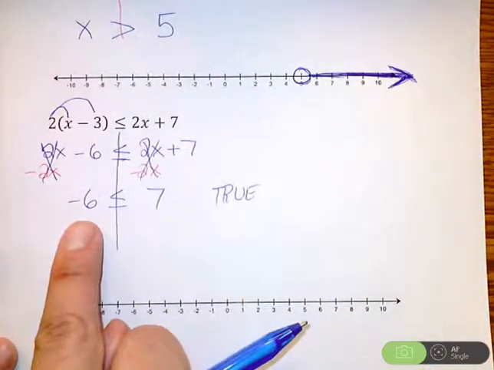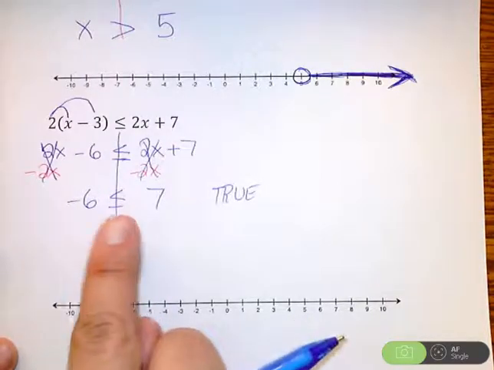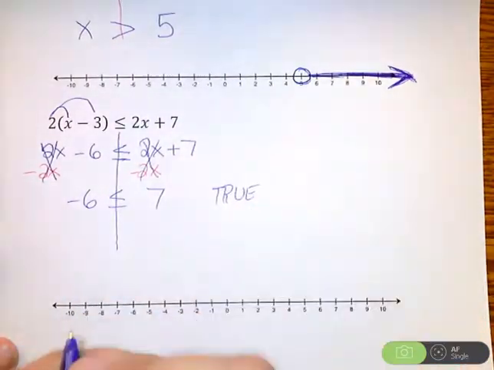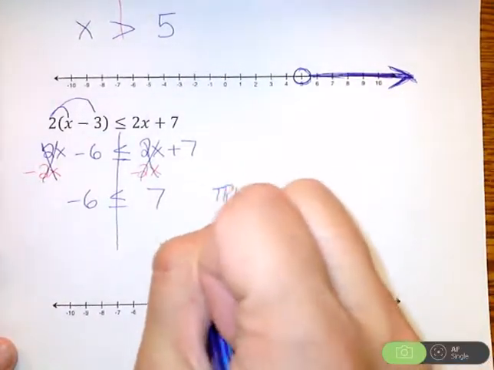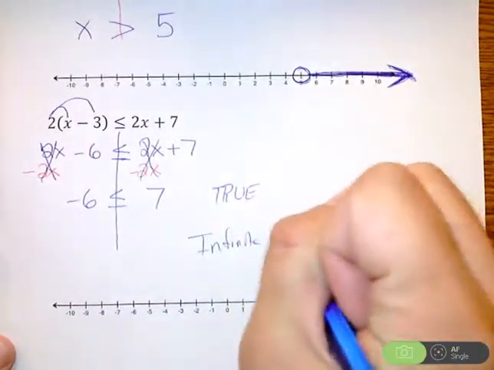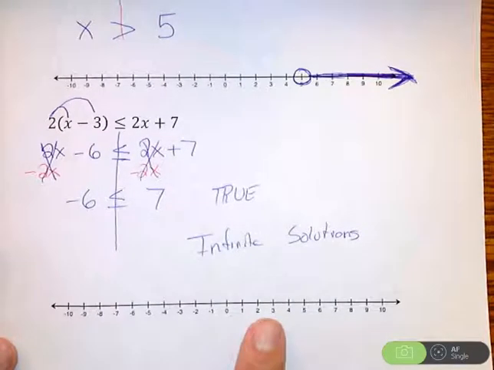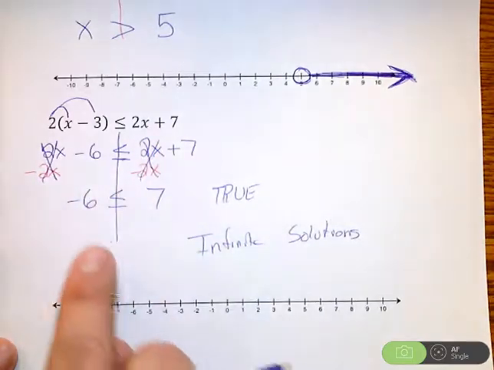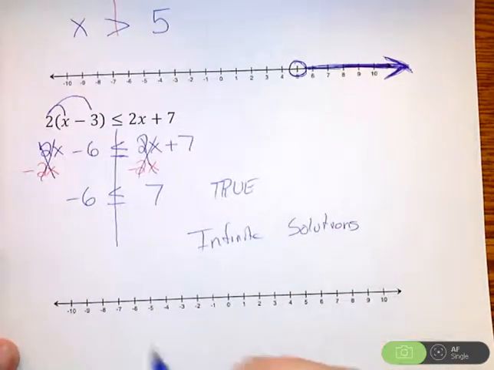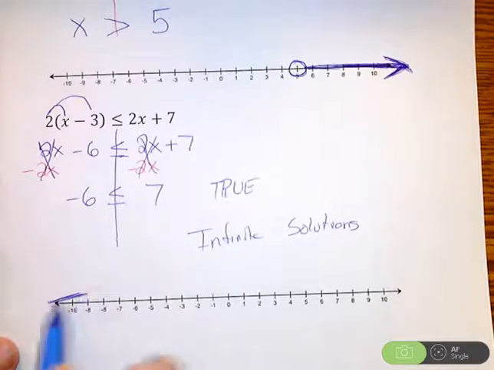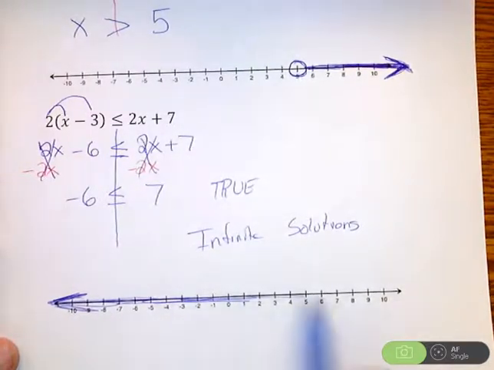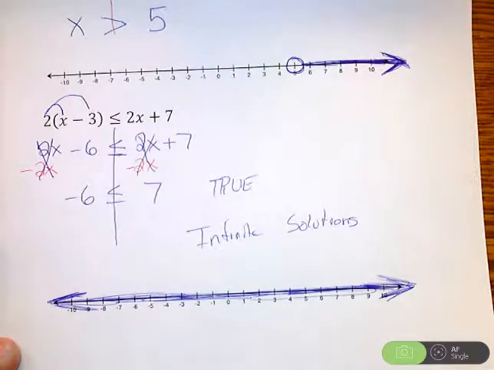In this case, -6 is less than or equal to 7. This is true. Since this is a true statement, we have infinite solutions. What that means is no matter what number you plug in, you're going to get a true inequality. Therefore, all of these numbers are solutions. So the graph looks like the entire number line is a solution. Every single number you can think of is a solution.